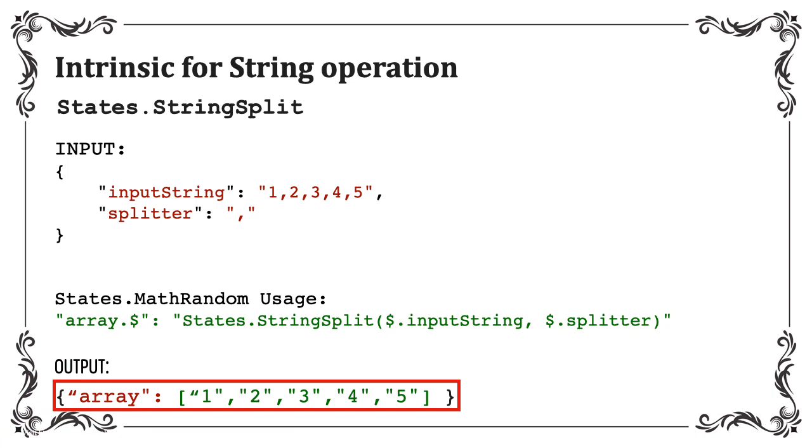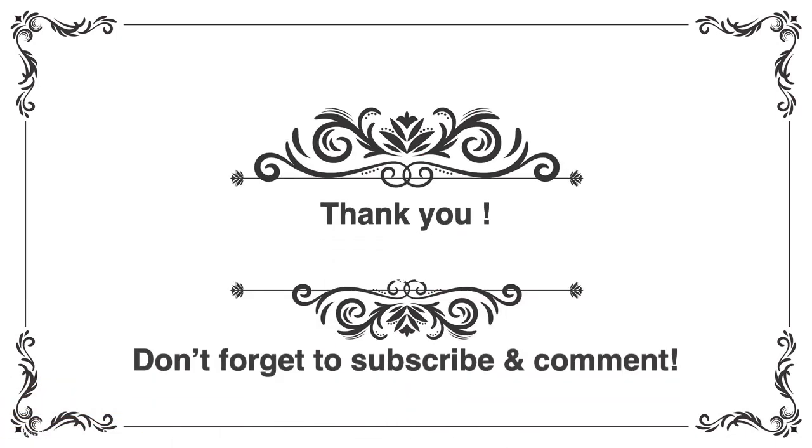Array, which is an array and its elements are separated. 1, 2, 3, 4, 5 are separated elements in the array.